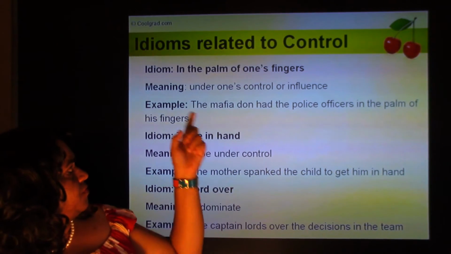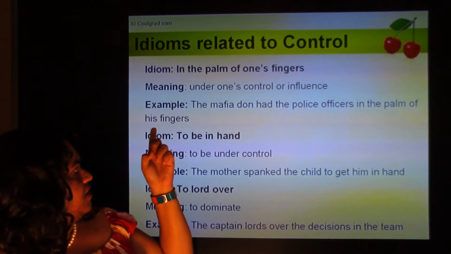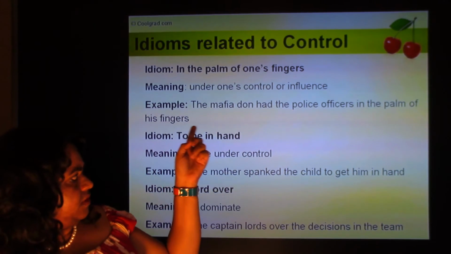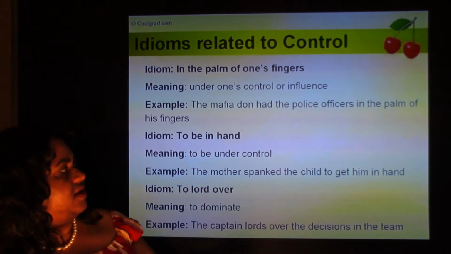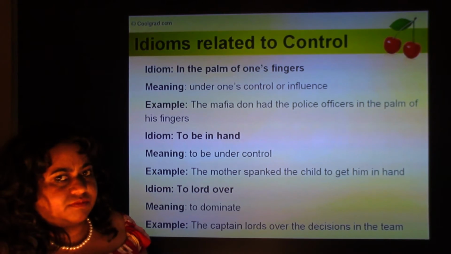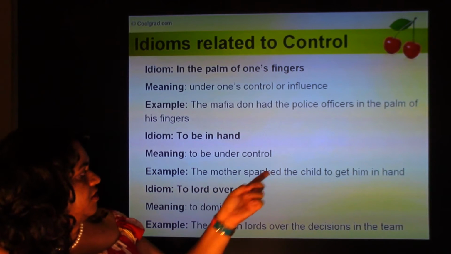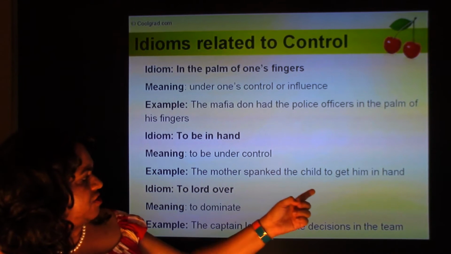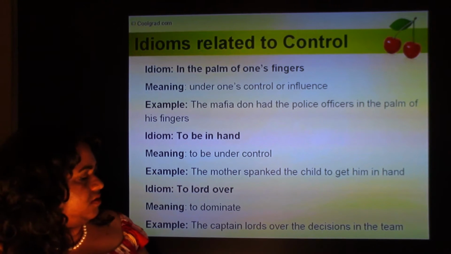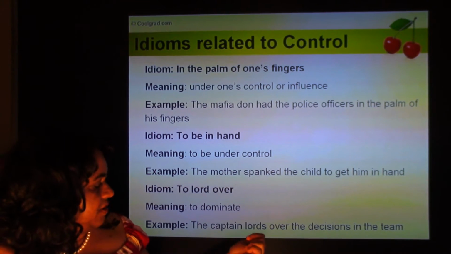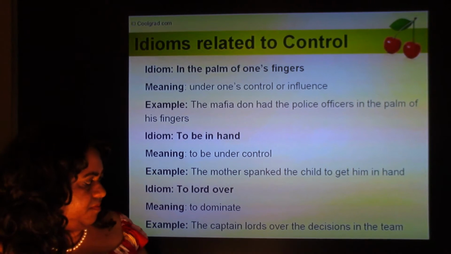Idioms related to control. In the palm of one's fingers, meaning under one's control or influence. The example, the mafia don had the police officers in the palm of his fingers. He had them under his control. To be in hand means to be under control. The mother spanked the child to get him in hand. To lord over means to dominate. The captain lords over the decisions in the team.